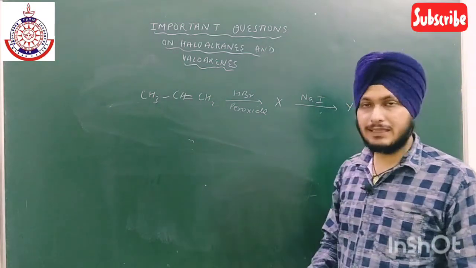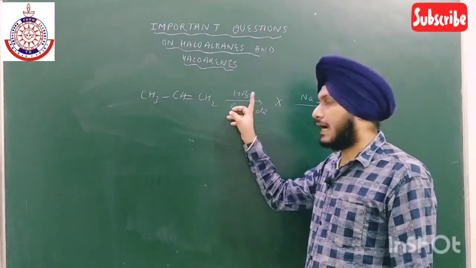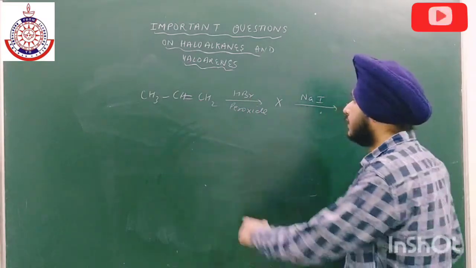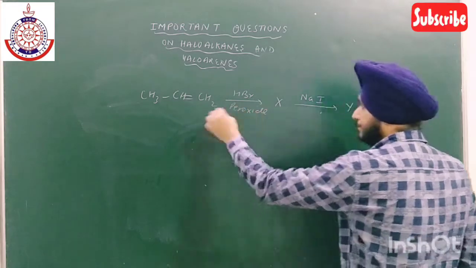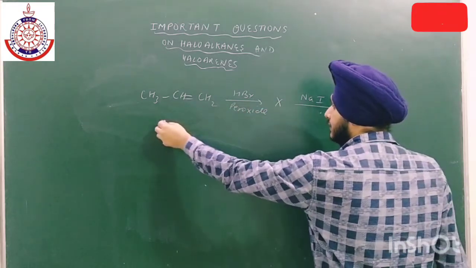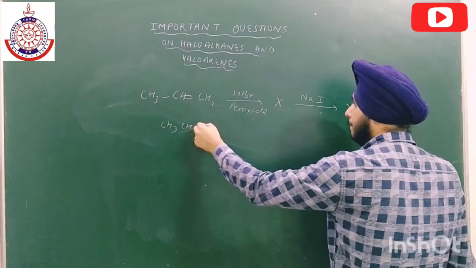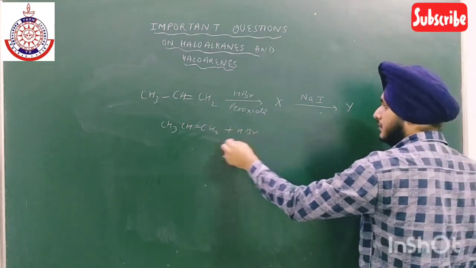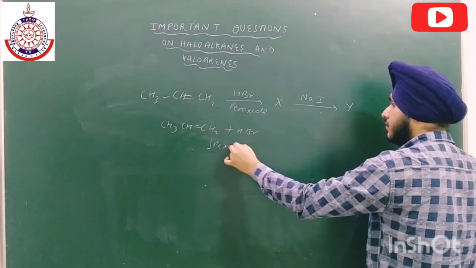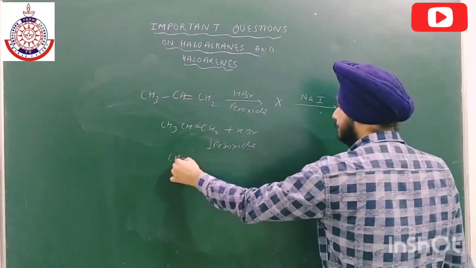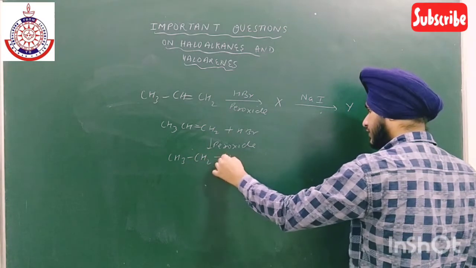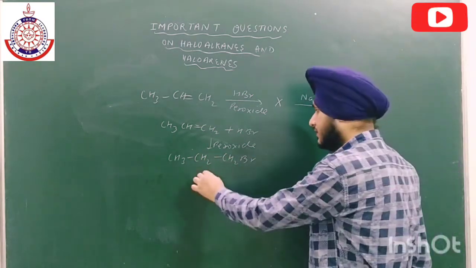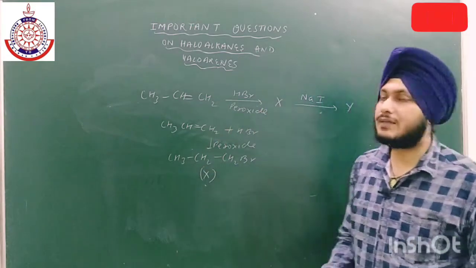Anti-Markovnikov means the negative part of the adding molecule goes to that carbon which has the higher number of hydrogen atoms. So the reaction will be CH3 CH=CH2 plus HBr in presence of peroxide. We will get CH3 CH2 CH2 Br. Okay, so this will be X. Now we have to react it with NaI.